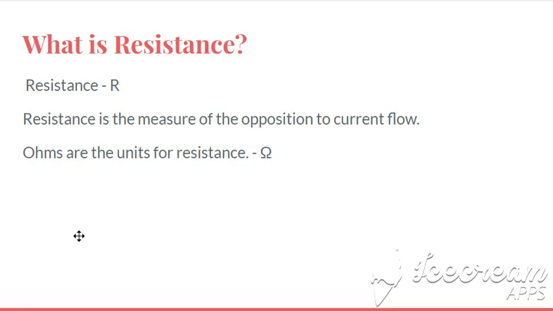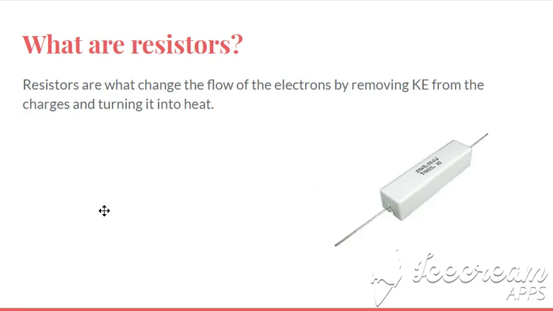So what is resistance? Resistance is the measure of the opposition to current flow, and the units for resistance are ohms. Resistors, what are resistors? Resistors are what change the flow of the electrons by removing kinetic energy from the charges and turning it into heat.